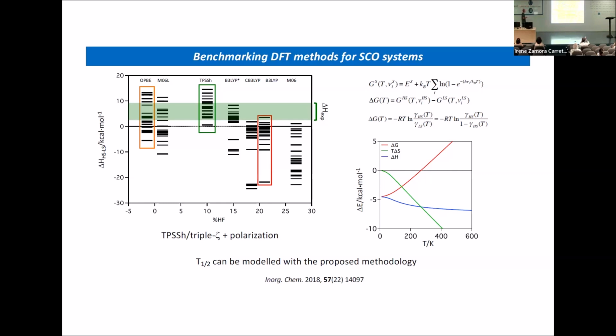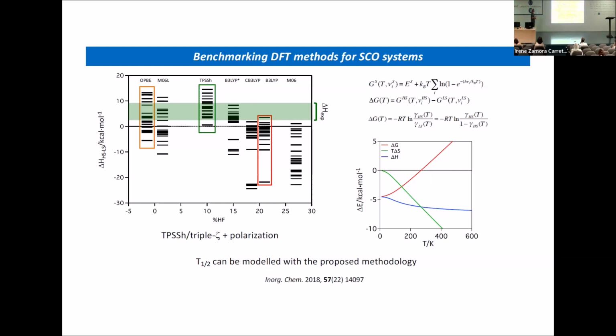And moreover, the important thing is that here in green, you have the usual experimental range of the enthalpy change in spin crossover systems, which goes between 2 and 8 kcal per mole, which is this green range here. So TPSSh, for most of the cases, falls within this range; in some cases it overshoots the energy, like OPBE, but in most of the cases it falls within this range, meaning that it's giving us a more or less good description of the relative position of the two spin states.